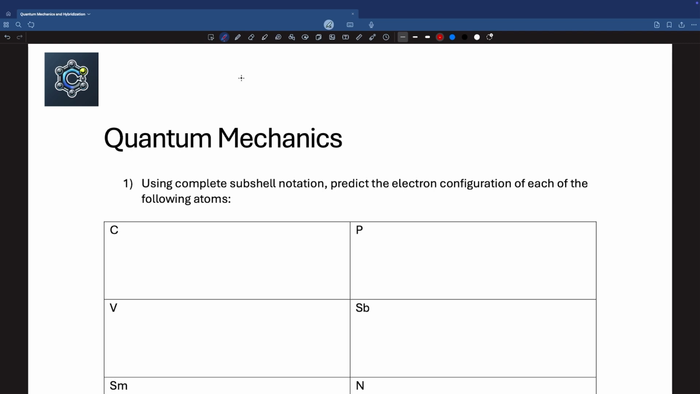In this video I will be going through the Quantum Mechanics and Hybridization worksheet, which is also available in the description below if you haven't been able to check that out. If you haven't watched the Quantum Mechanics and Hybridization topic video, also in the description below, go check that out. And if you're struggling with the fundamental concepts of electron configuration, I suggest you go check out my quantum mechanics video in the AP chemistry and the college chemistry courses.